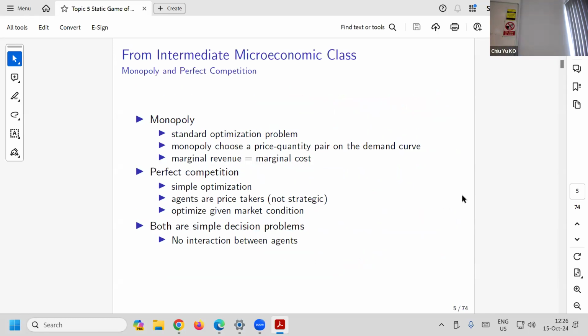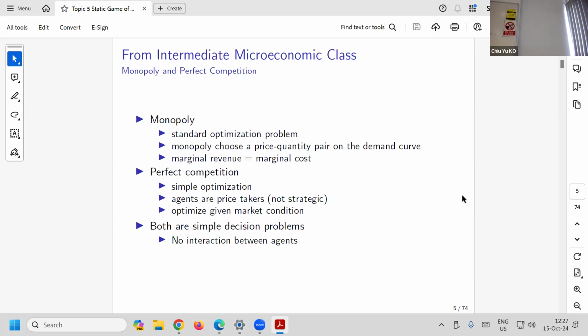So how do we proceed with game theory, assuming that you have had no class in game theory? If you have learned it, then it's good. But we make no assumption that you learned game theory before. So we start from monopoly and perfect competition. And in the middle point, we will discuss why and when you want to use game theory, right?